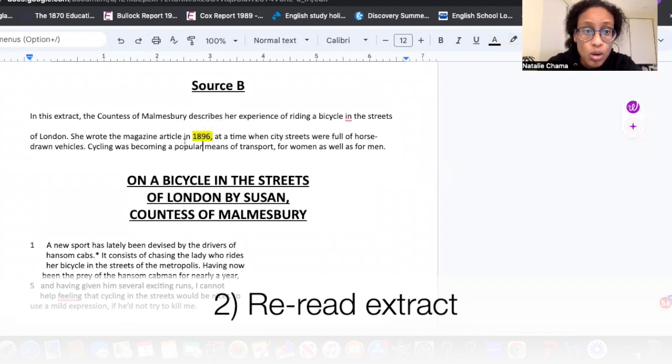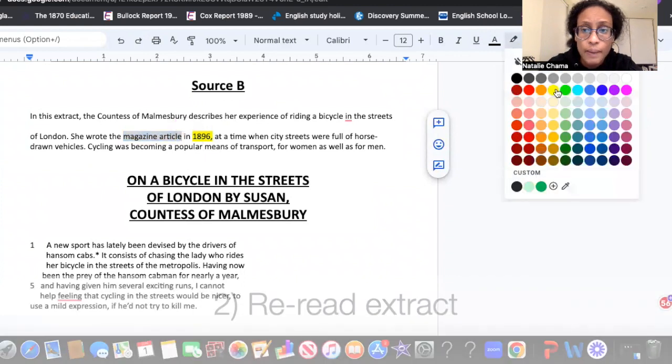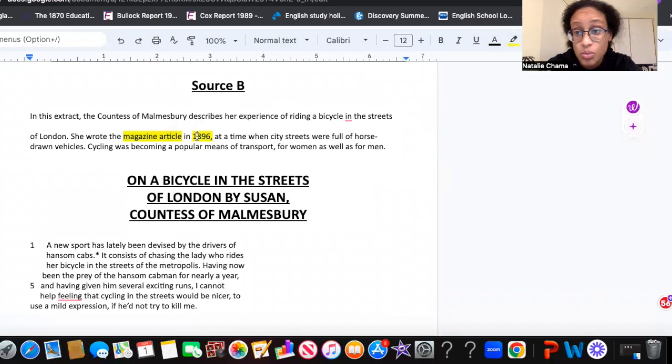So make sure you are clear, okay, this is a magazine article, okay? And this was written in 1896. And it says, at a time when city streets were full of horse-drawn vehicles. Yeah, so that's quite important to put. City streets are horse-drawn vehicles. Okay, so it's giving you the type of transportation that they had, the description of the transportation. Cycling was becoming popular as a means of transport. Okay, you can just highlight the whole thing really here, and for women as well as men.